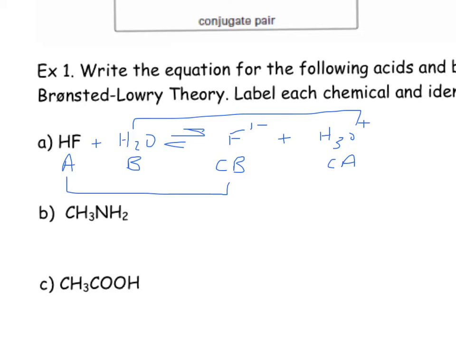Pause the video and write equations for B and C. Here are the answers.